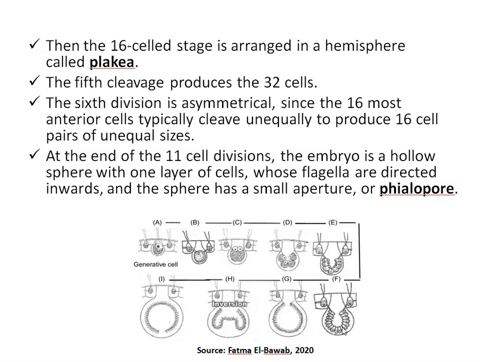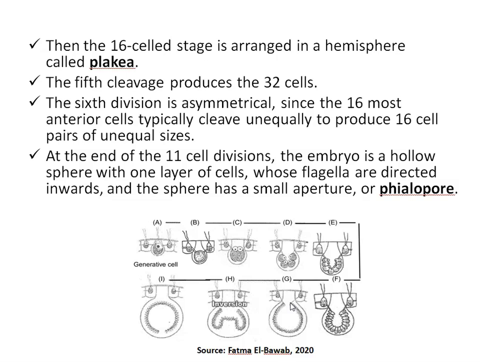The larger cells will become the new reproductive cells. Finally, at the end of the 11th cell division, the embryo is a hollow sphere with one layer of cells whose flagella are directed inward, and the sphere has a small aperture. This diagram shows the aperture, called the phialopore, which is directed to the exterior of the mother coenobium.